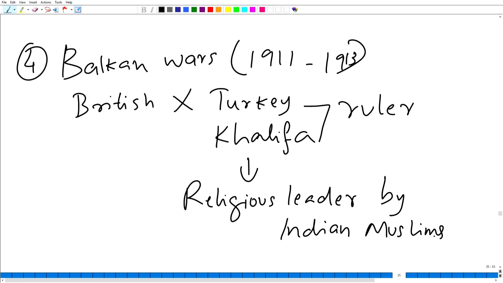In the Balkan Wars, waged between 1911 and 1913, Britain and Turkey were on opposite sides. The ruler of Turkey was the Khalifa. He was considered the religious leader by Indian Muslims. It further impeded the relationship between the Muslims and the British administration in India.